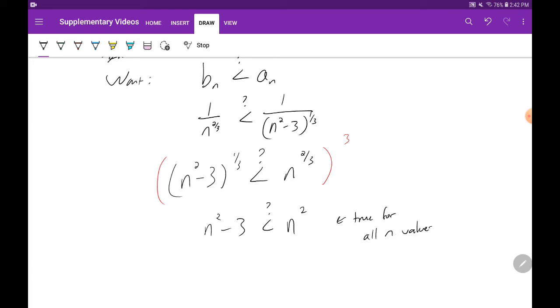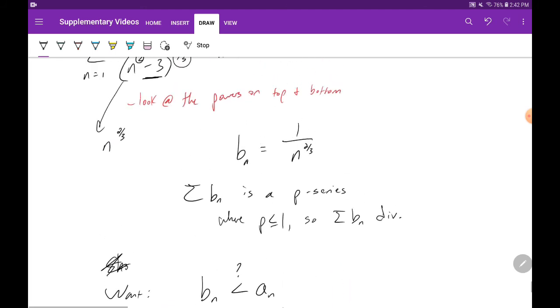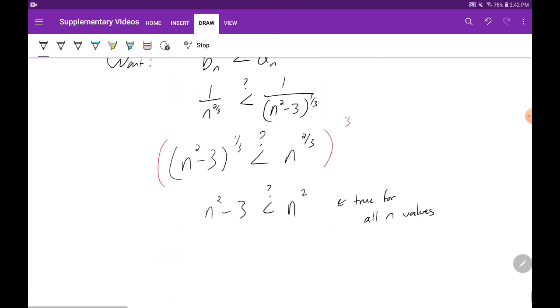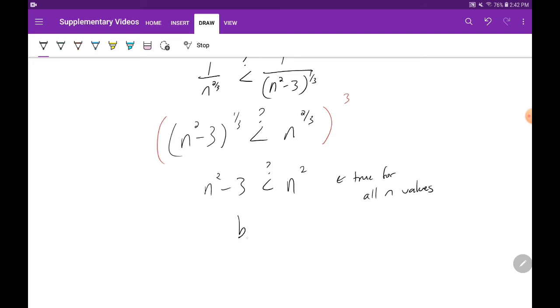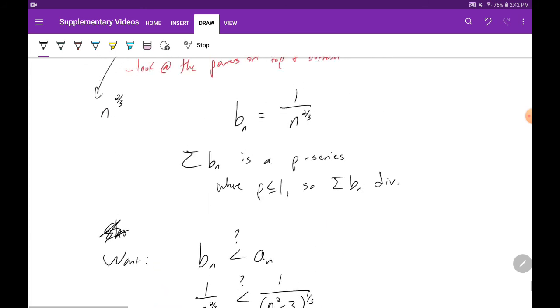For all the values on our index from 1 to, is it true for 1? Yeah, it's true for 1, thank goodness. Yes, it's true for all n values. So it's true from 1 to infinity, which means we just showed that b sub n is in fact less than a sub n. So since b sub n is less than a sub n, and the sum of b sub n diverges, we don't need to say again why. We already said it in our work here. We said it by P series.